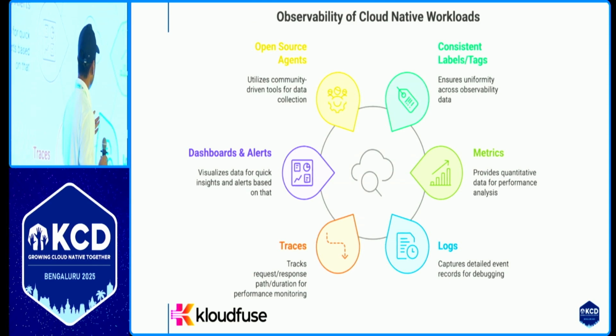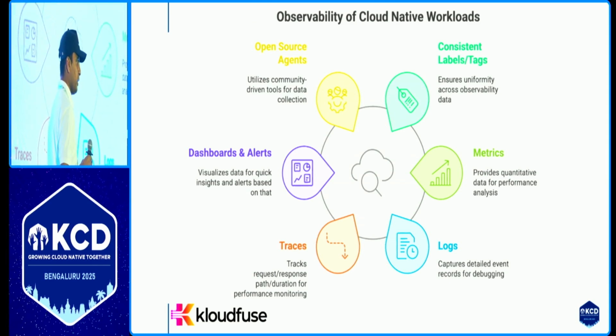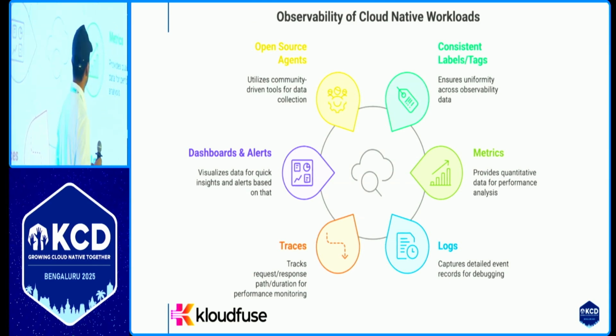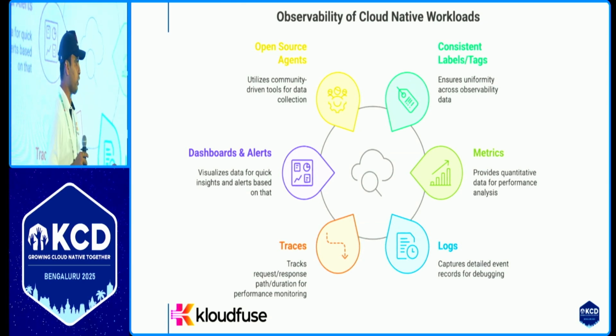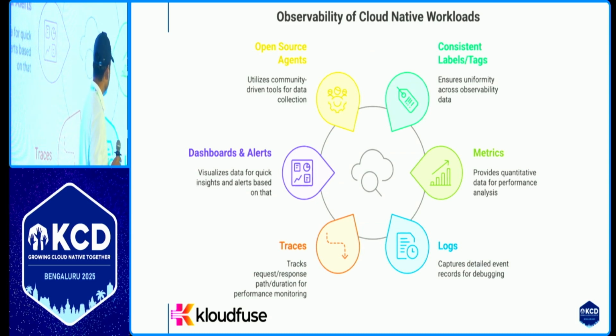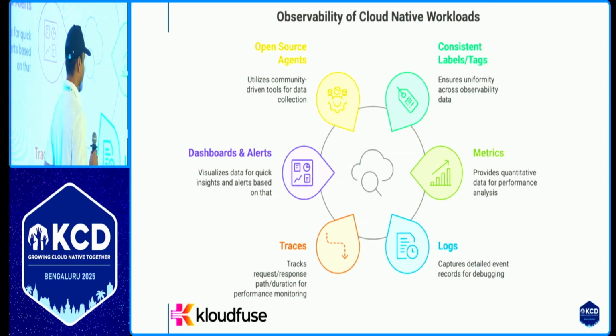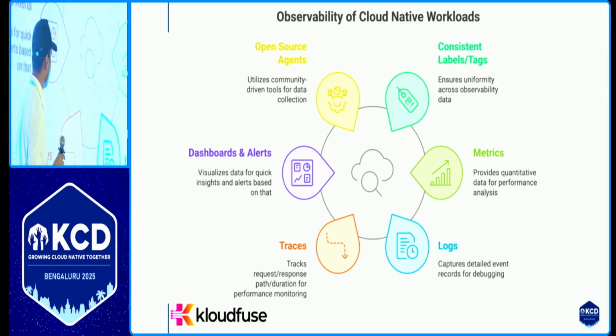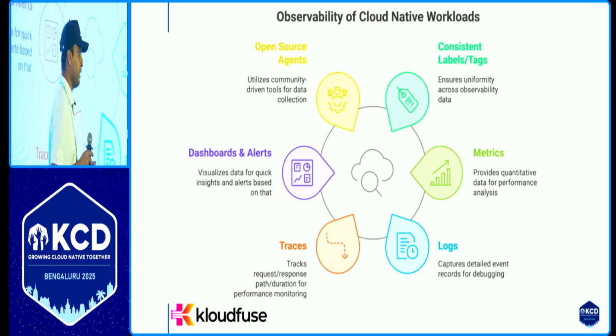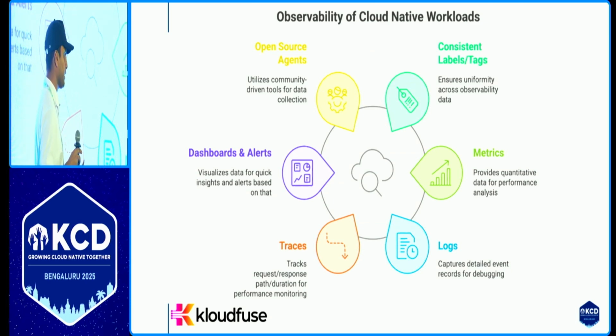Beyond that, only sending the data is not enough. The data needs to have common, consistent labels and tags so that you can correlate from logs to metrics, metrics to traces, or wherever you are going, right? Then metrics, logs, and traces, we all know. We are getting those from different sources, but they need to have the same tags and everything. And at the same time, they should not be performance intensive.